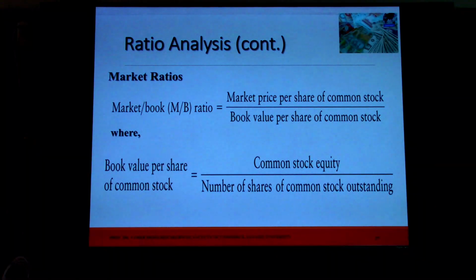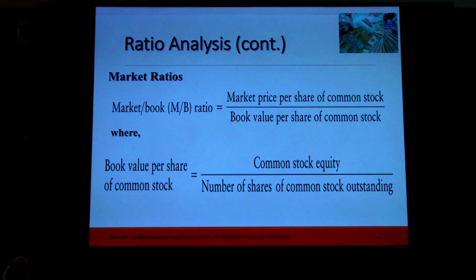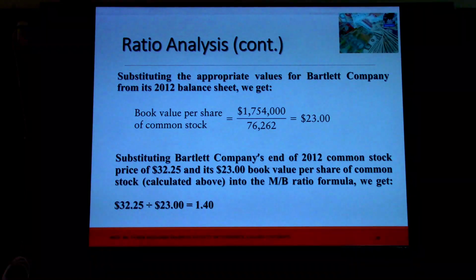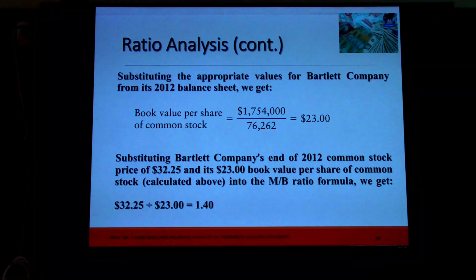The problem is how we determine the book value per share. The book value per share is equal to common stock equity divided by the number of shares of common stock outstanding. This is one of the ratios that could be used in assessing the marketability in the market. So as you see, the market price is 32.25. We divide it by the book value per share of the common stock, and this will give you 1.40.